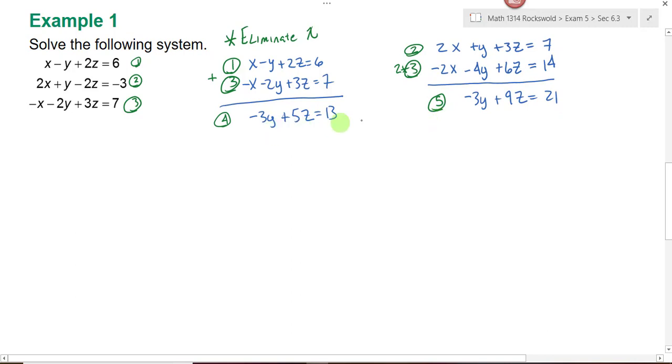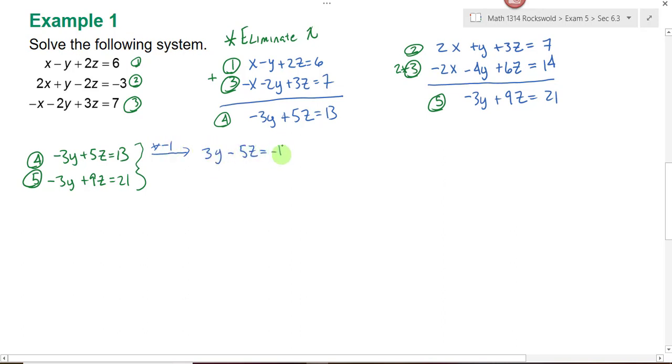Now I take equations 4 and 5 and I consider them as if they're their own system of equations. So looking at the system of equations that's left after I eliminate x, I'm going to use the same techniques that I used in 6.1. One of the easiest ways to solve this would be to use elimination and eliminate the y's. In order to do that, I could multiply this first equation by negative 1, and that would give me 3y minus 5z equals negative 13.